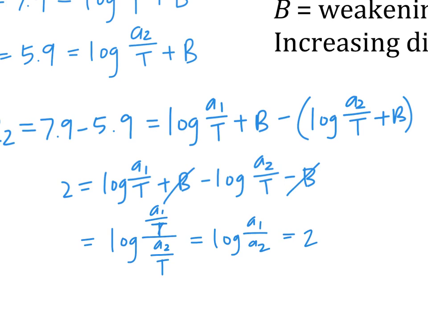Okay, what's the last thing we need to do if we want to figure out how much A1 is bigger than A2? Yes, raise by 10. So A1 over A2 is 10 squared, which is 100. So it's 100 times worse. How many orders of magnitude worse? 2. Okay, 2 orders of magnitude worse, which means 100 times worse.